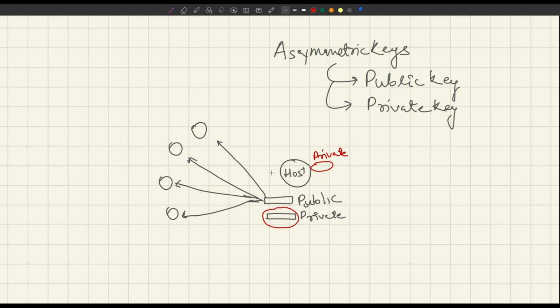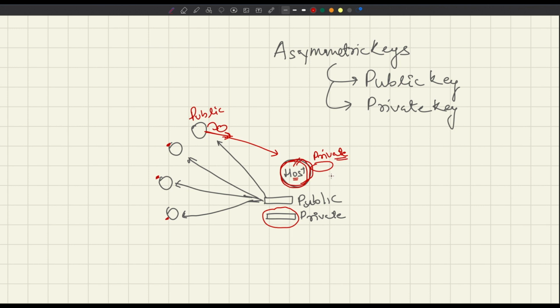Now, any of these hosts who want to send data securely to this particular host, like our host which we just saw here, if any one of these hosts wants to send data securely to this host and they have the public key of our host, what they can do is simply encrypt data using the host's public key and send it. Now, no one in the world except this host can decrypt that data. The reason is that data can only be decrypted using the host's private key.